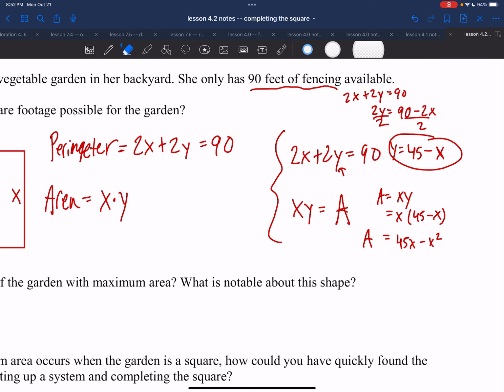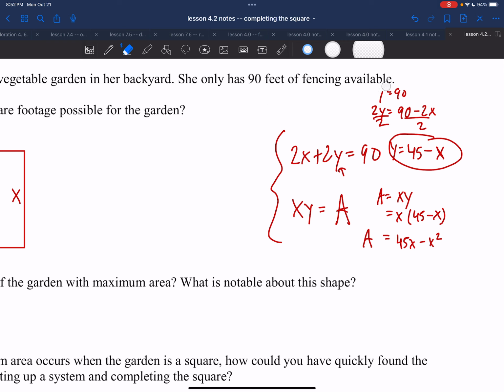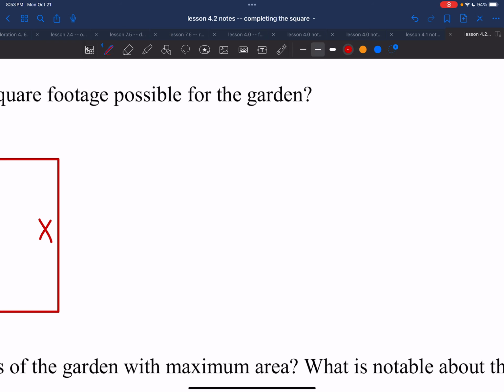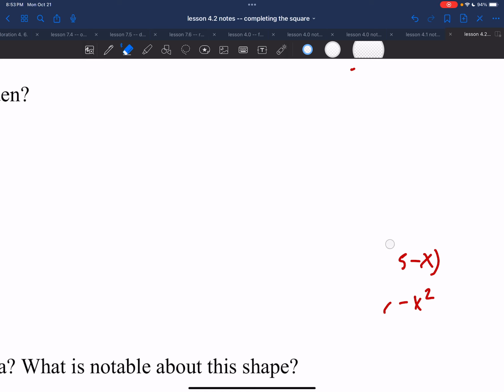So I'm going to erase some of this information. I don't really need this anymore. I don't need any of this, none of that, none of that. All I need is the fact that area is 45x minus x squared. And I say, well, how am I going to maximize this?